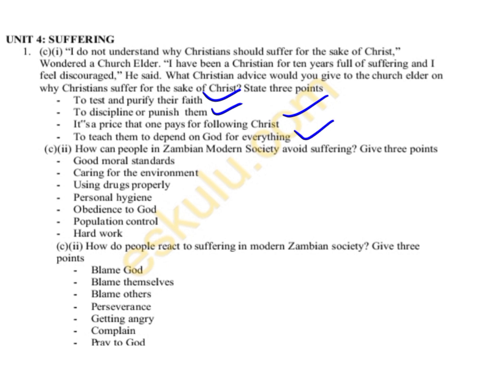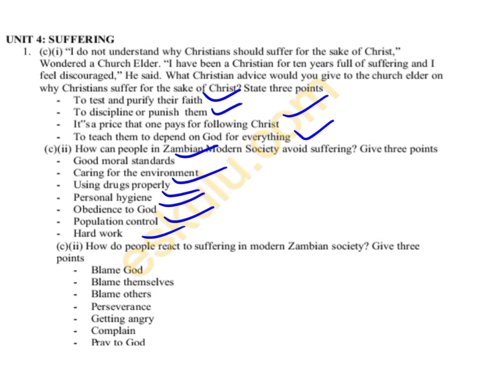Two, how can people in Zambian modern society avoid suffering? Give 3 points. Good moral standards can make you avoid suffering. Caring for the environment. Using drugs properly, you cannot suffer. Personal hygiene, obedience to God, population control, and hard work. They believe that poverty sometimes comes from laziness, so if you're hardworking, you cannot suffer from poverty.